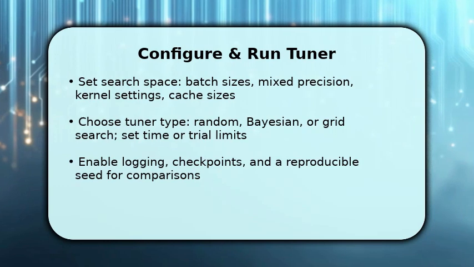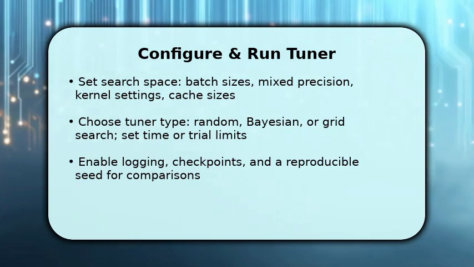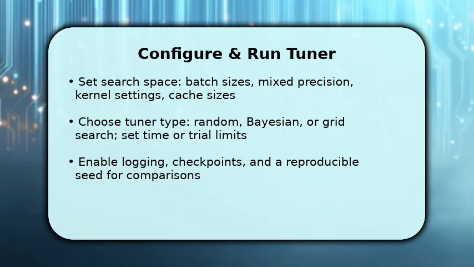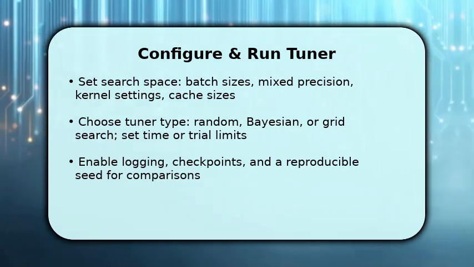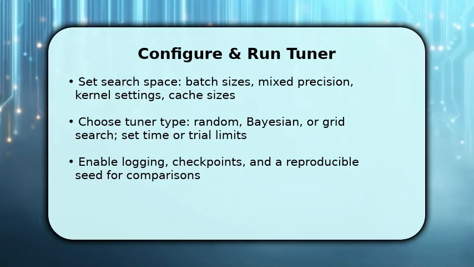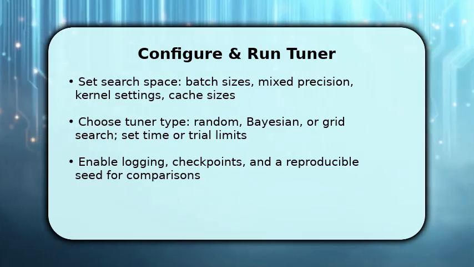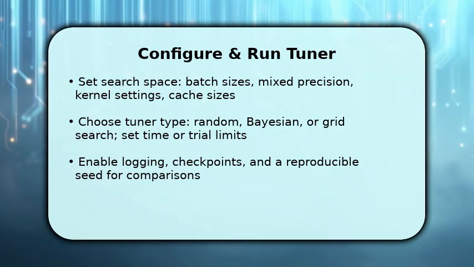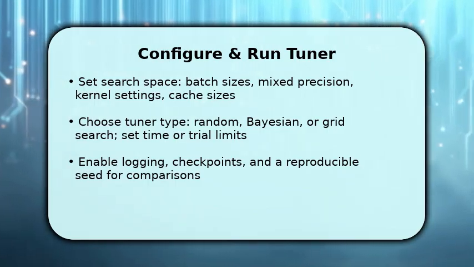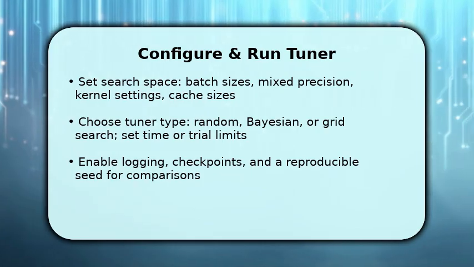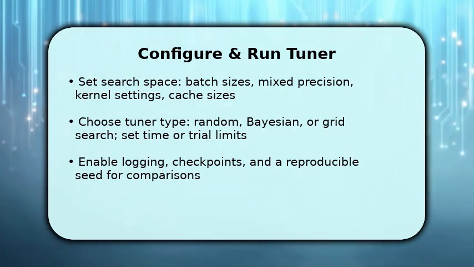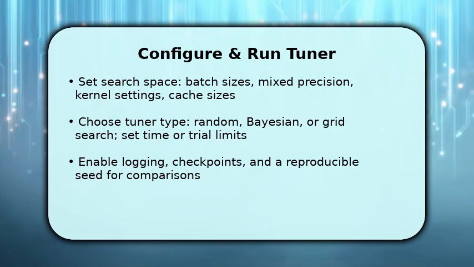Now you configure the tuner with a focused search space. Pick batch sizes, mixed precision, and relevant kernel or memory flags, narrow ranges to save time. Choose a tuner strategy like Bayesian for efficiency or grid for completeness, and set limits on trials or wall time so tuning finishes. Make sure logging, checkpoints, and a fixed seed are on so you can reproduce results.